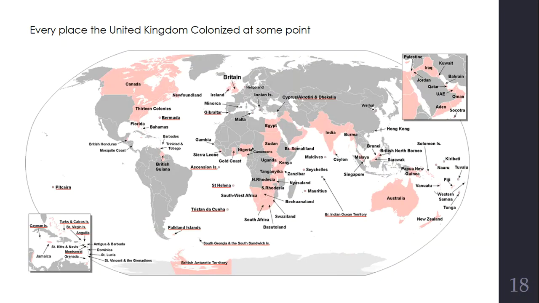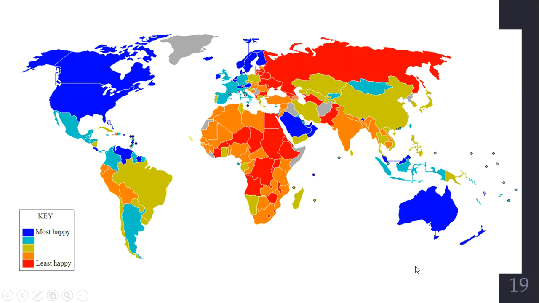Here is a thematic map that looks at every place the United Kingdom colonized at some point. I said that's why they got the prime meridian, but the expression was the sun never set on the British Empire because they had territories and colonies all around the globe, including a good portion of the United States at one point.